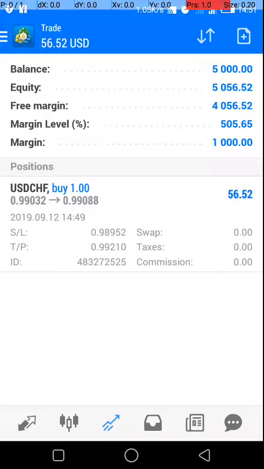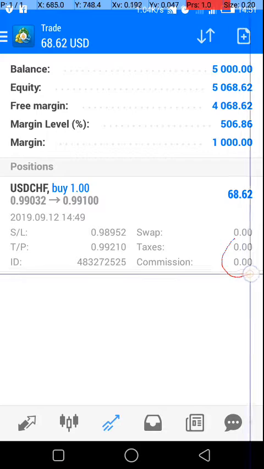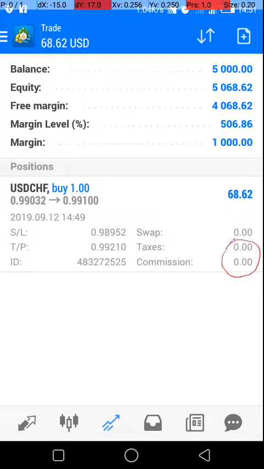Ooh, how lucky am I? Look, I just opened the position and got a profit immediately. This is one lot. Okay, we have taxes and commissions. I'm not going to talk about them. You know them if you sign up with your broker, and you can learn all these things on your own.